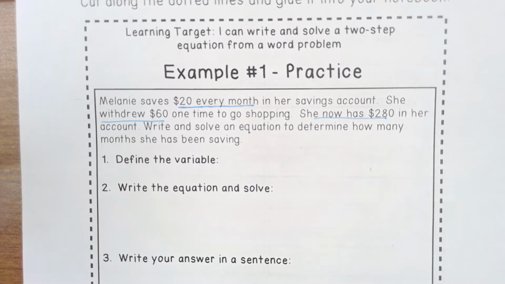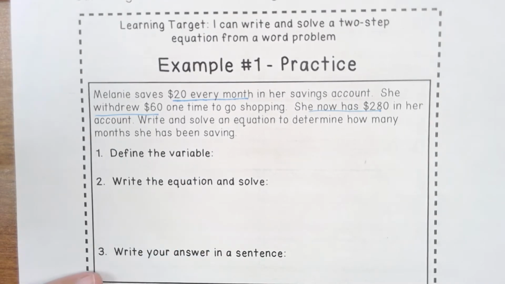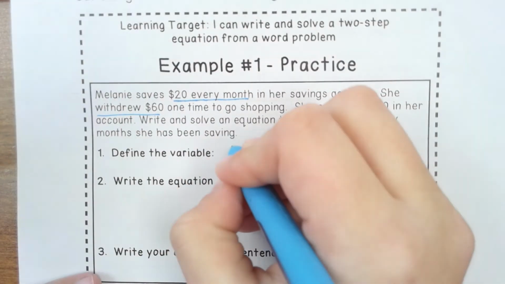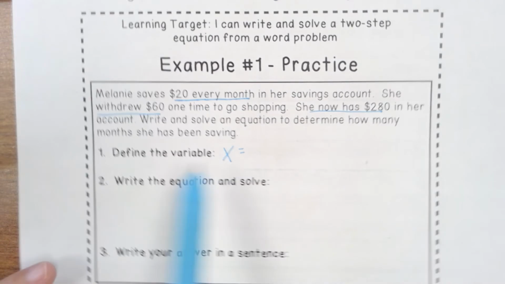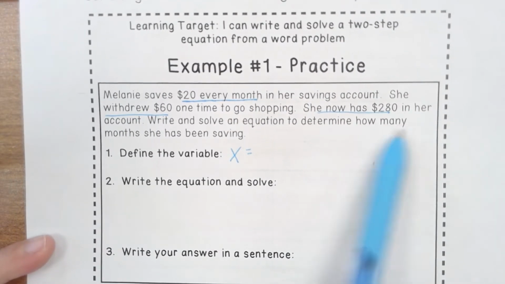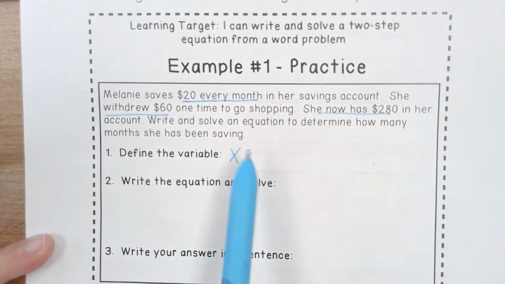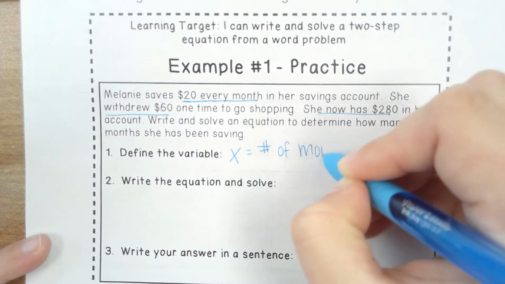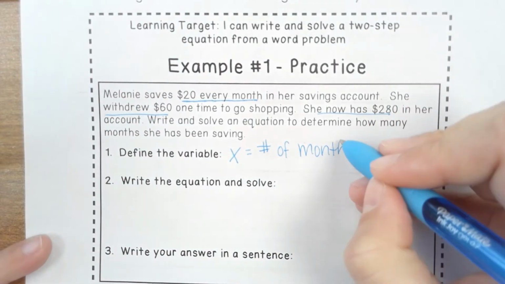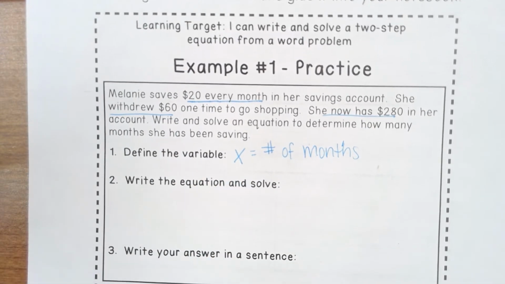Okay. So the first thing that we are going to do is define the variable. So anytime it says define the variable, I need my variable to equal whatever I'm trying to find in the problem. So if you look at the question, we are trying to find out how many months she has been saving. So my variable in my equation is going to equal the number of months, because that's what x is representing. Okay?